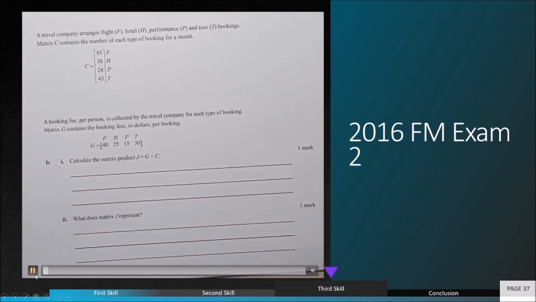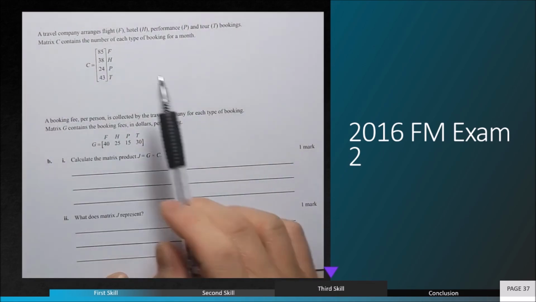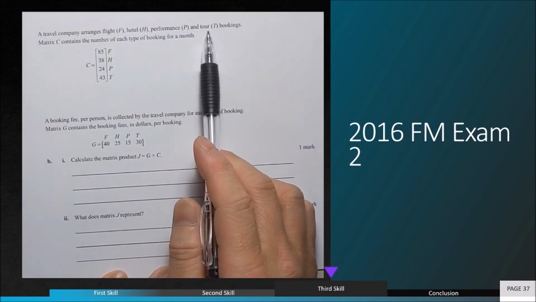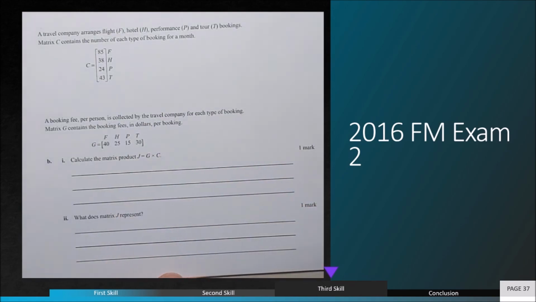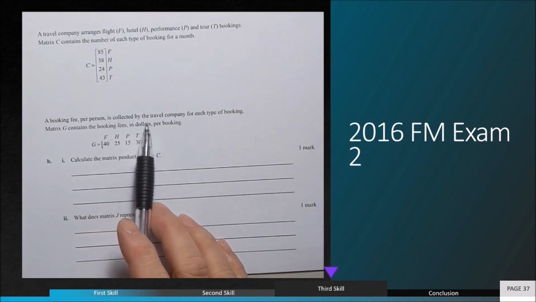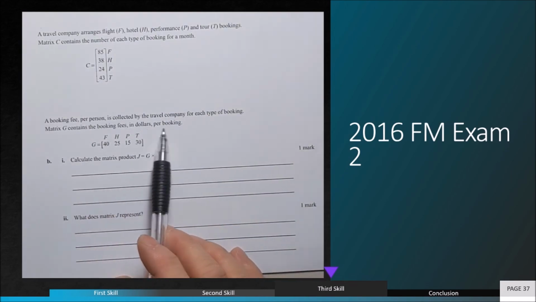Okay, this is 2016 Further Maths Exam 2. A travel company arranges flights F, hotel H, performance P, and tour T bookings. Matrix C contains the number of each type of booking for a month. A booking fee per person is collected by the travel company for each type of booking. Matrix G contains the booking fees in dollars per booking.